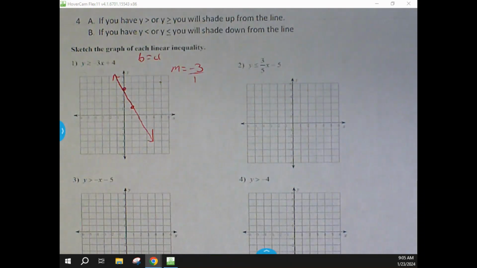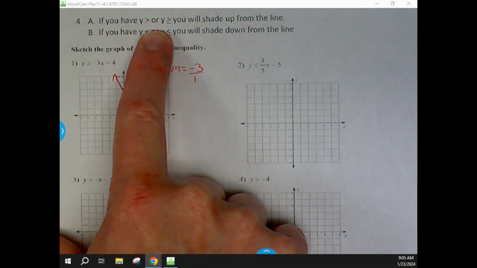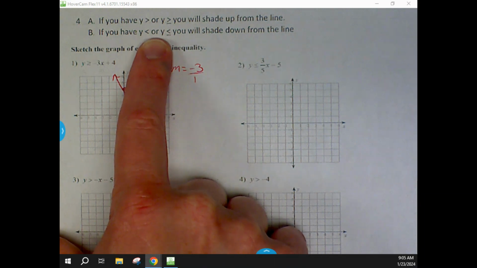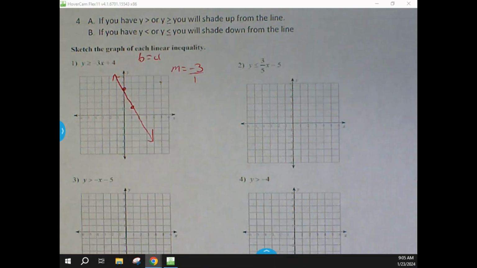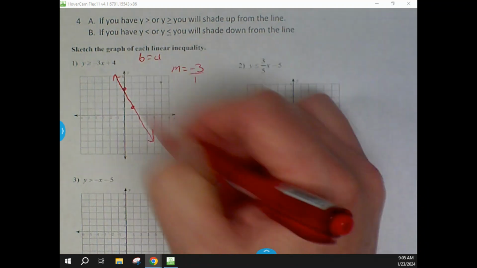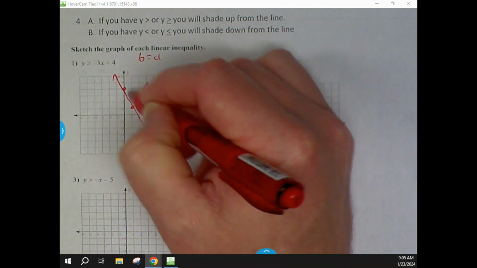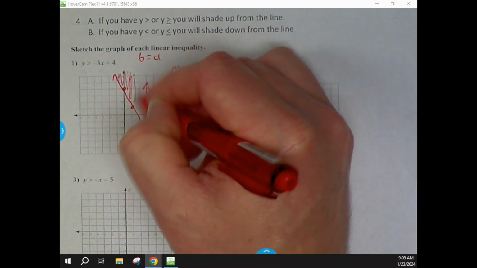But the easier, faster way is basically this. If it's y greater than or y greater than or equal to, you shade up from the line. If it's y less than or less than or equal to, you shade down from the line. So in this case, you've got y is greater than or equal to. So you take your pen or pencil, put it anywhere on the line, and draw in the up direction. It lets you know you've got to shade this side of the line.